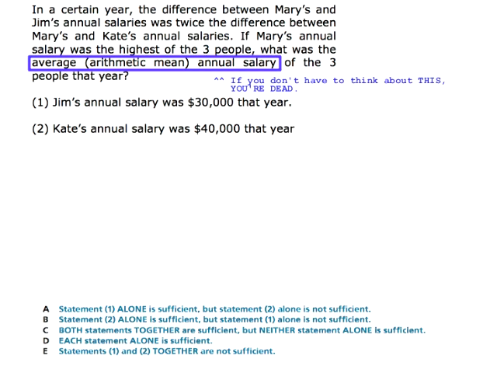Because if you write that first thing as an equation, then the difference between Mary and Jim, so Mary is the highest, so this is M minus J, and that's 2 times Mary minus K. So if you pick C, then you can just plug in J is 30, and K is 40, and then you get M, and you have all 3 numbers.